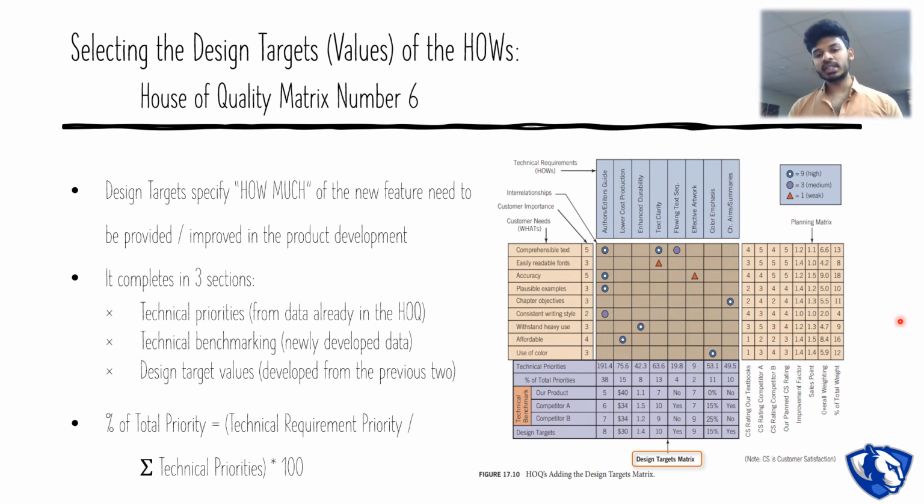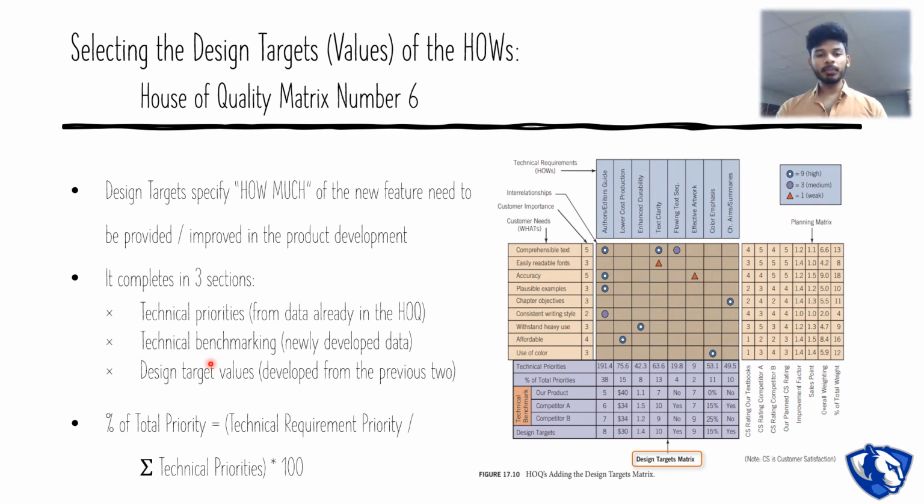So how was this percentage calculated? Technical priority divided by the sum of all the technical priorities, into 100. So here as a result it came up to 38, 15, 8, 13, 4, 2, 11 and 10. So this shows we have to prioritize more on the author's guide, because this author's guide satisfies four needs: comprehensible text and plausible examples, accuracy, and consistent writing style.